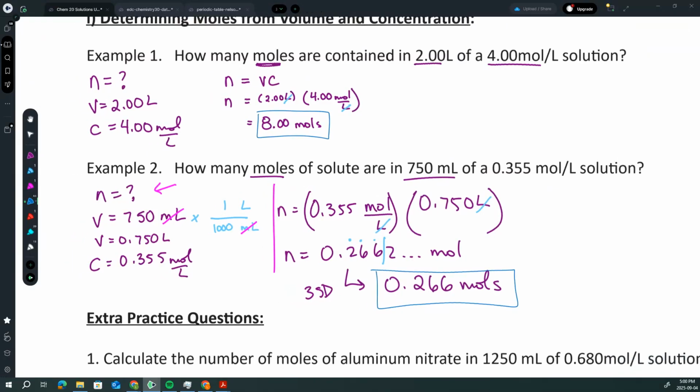So if you look at both questions, ultimately we do the same mathematical process. We take concentration and we multiply it by volume in order to get our moles. Okay? Whether you choose to use a formula or use unit analysis is up to you.